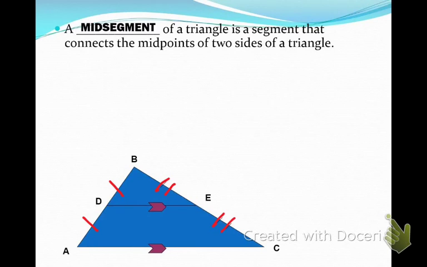The midsegment doesn't have to be horizontal. If I found the midpoint of side AC, say it's here, and I connected E to that, that would be a midsegment. Let's call that F. DE would be a midsegment, and DF and EF would also be midsegments. So there are three midsegments in each triangle.